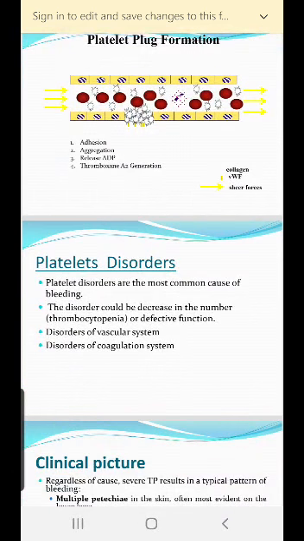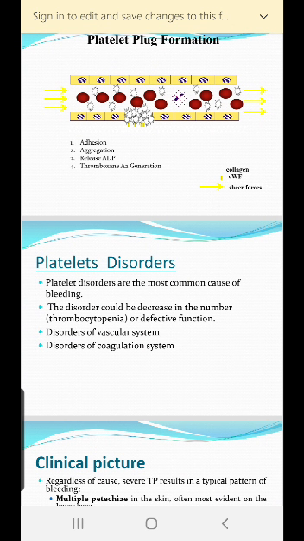what are the different types of platelet disorders? You have only heard about thrombocytopenia. What is thrombocytopenia? Thrombocytopenia is nothing but a decrease in the number of platelets. So what is the normal platelet count? 1.5 to 4. If it is less than 1.5, they call it thrombocytopenia.